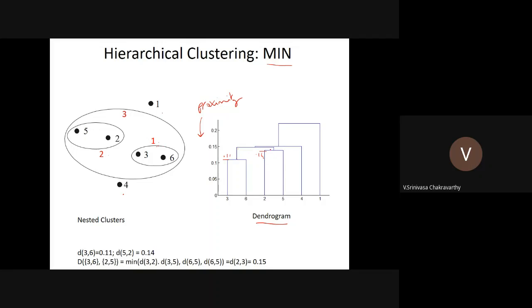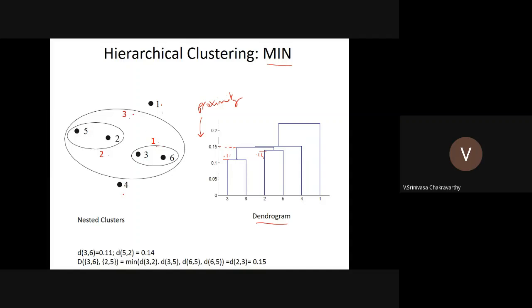3 and 6 are merged first, then 2 and 5 are merged. These two pairs are then merged together at the next level, which is 0.15. Then you get a huge cluster, and now you have three players in the picture: the cluster which is numbered 3, data point 1, and data point 4.